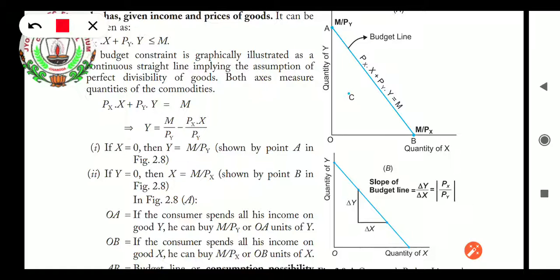In the next video I will be showing the equation and the graph.